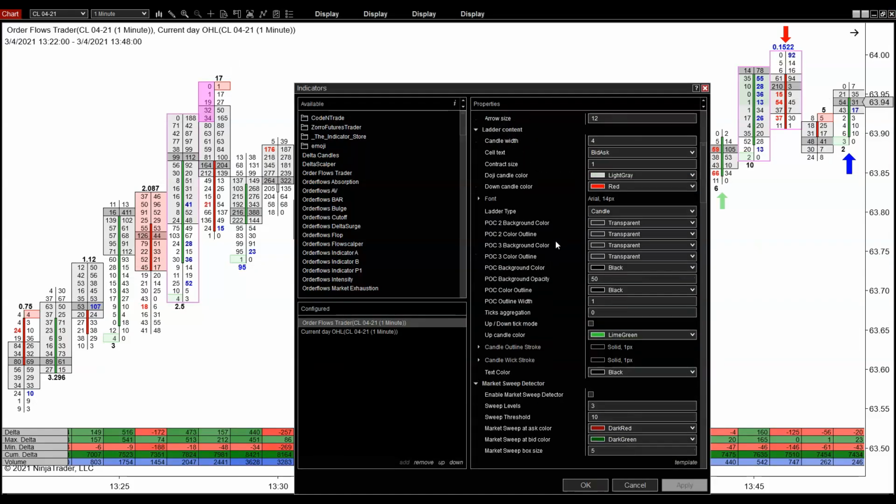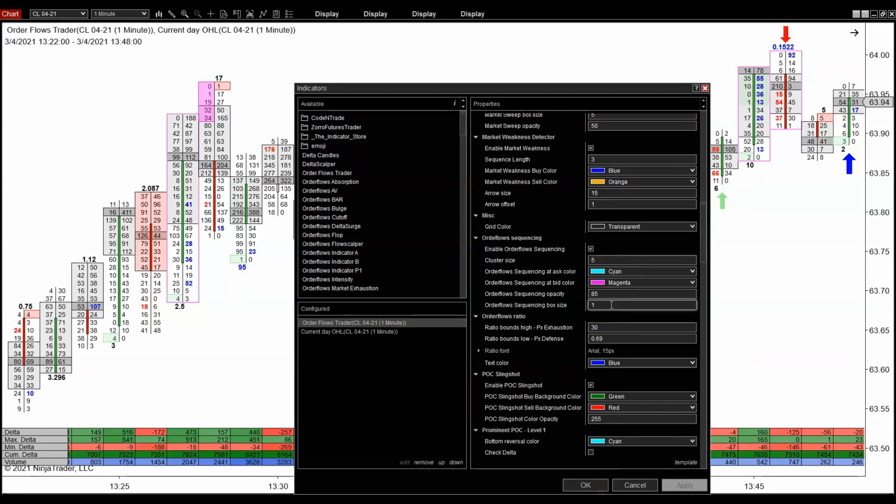Give it a second to come up. Order flow sequencing right here. All right, you could set the cluster size. How many? 5. You could set it to 3. 5 is strong. 3 is, again, depending on the market you're trading. If you're using a 4-range chart, you might want to set it to 3, but 5 is quite strong. I use 5 for pretty much all markets, unless I'm looking at a 4-range chart in the bonds or 10 years, I'll change it to 3.